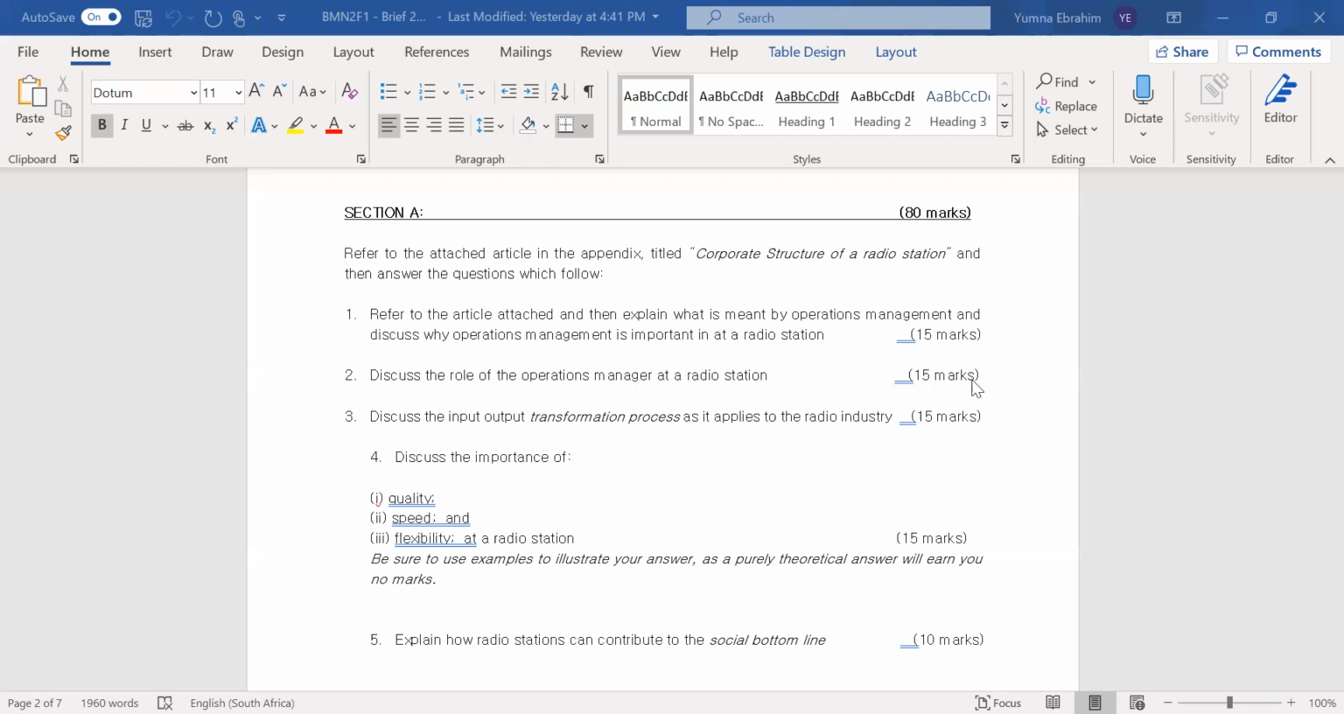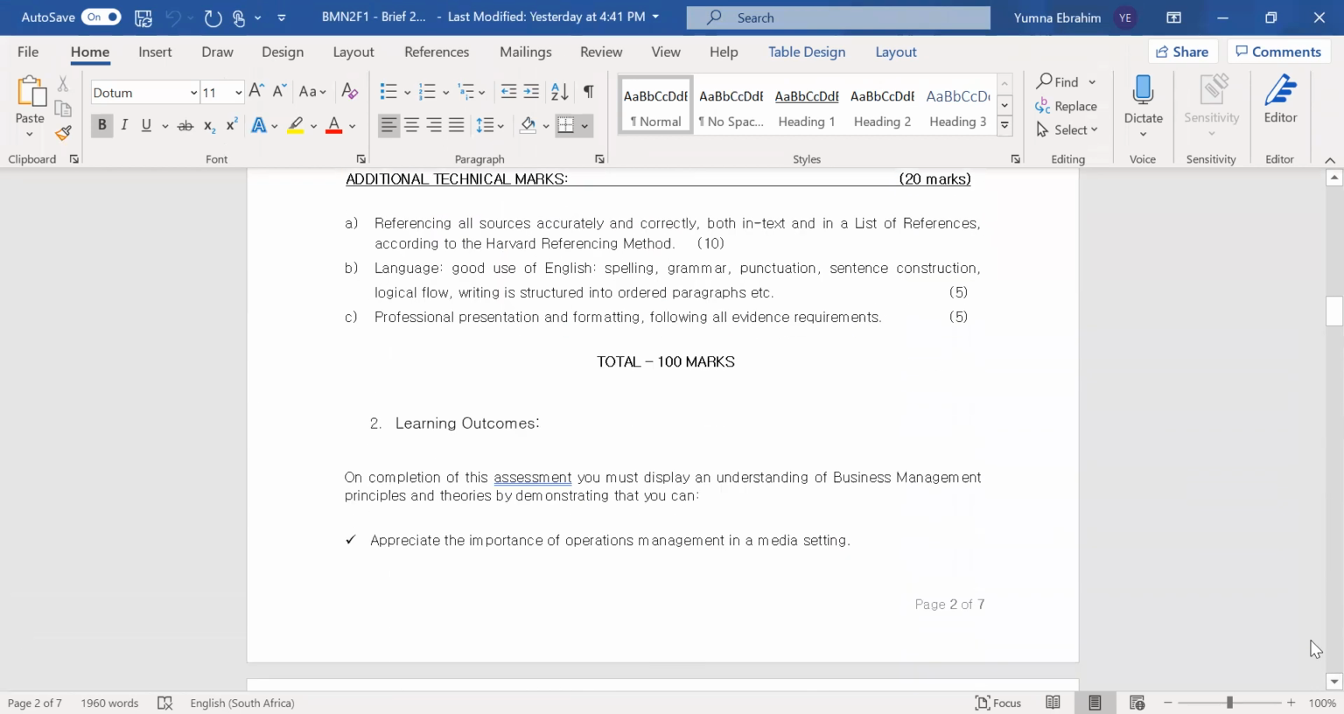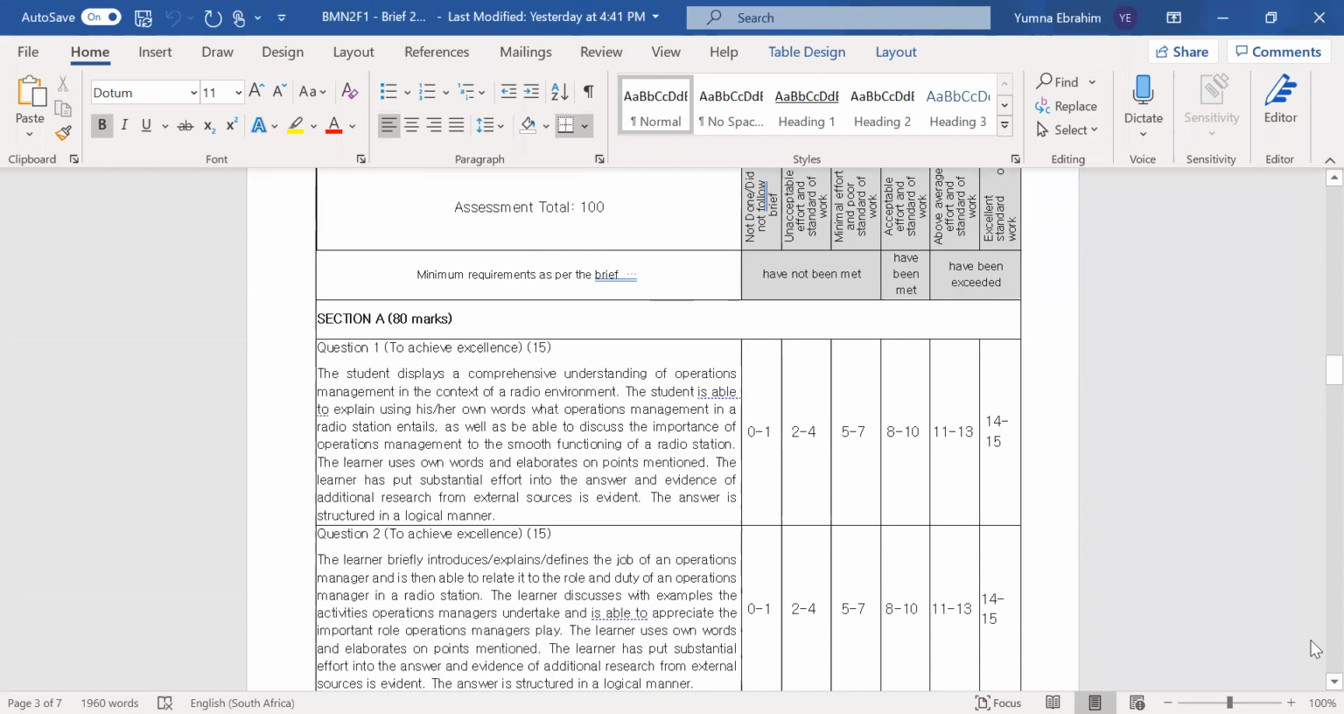Okay, so question 1 for 15 marks. Now you'll get used to the way I work. You'll see that I create detailed rubrics for each answer. So if you just scroll down, let's do that now. If you just scroll down, you'll see question 1, what is required to achieve excellence?